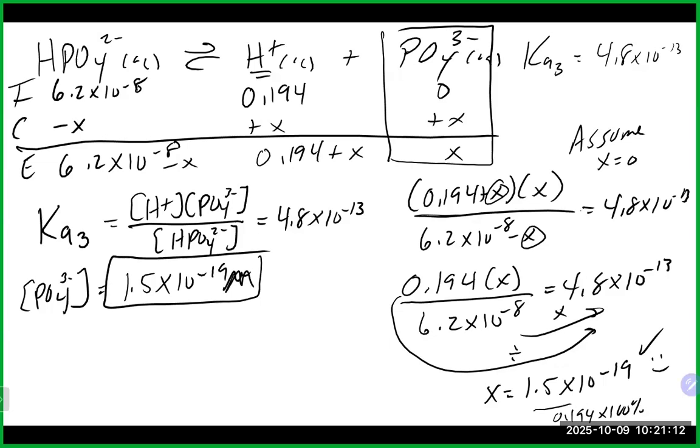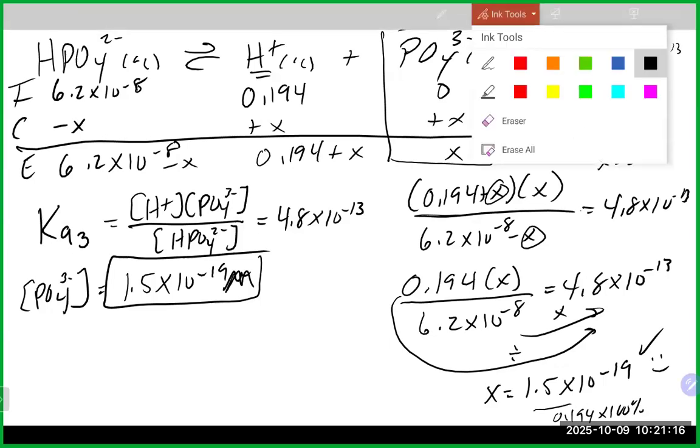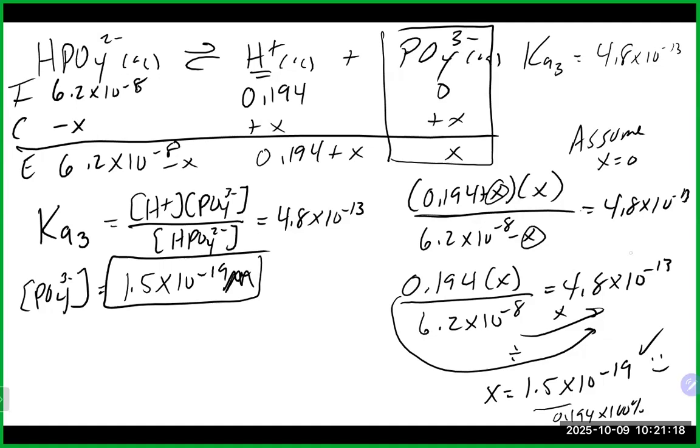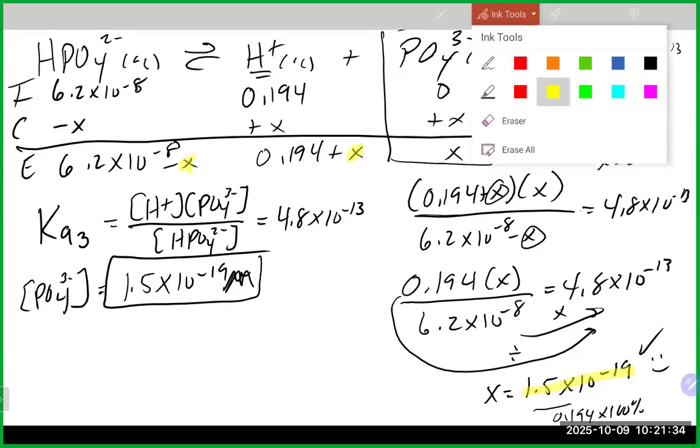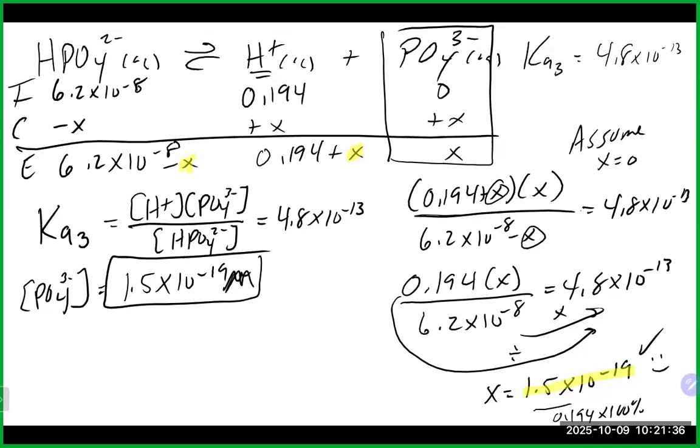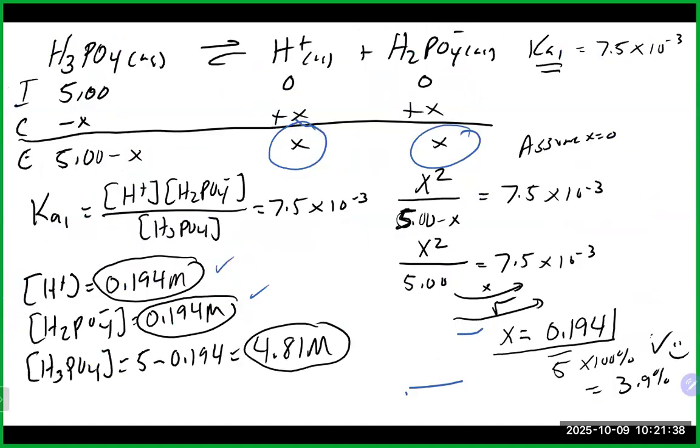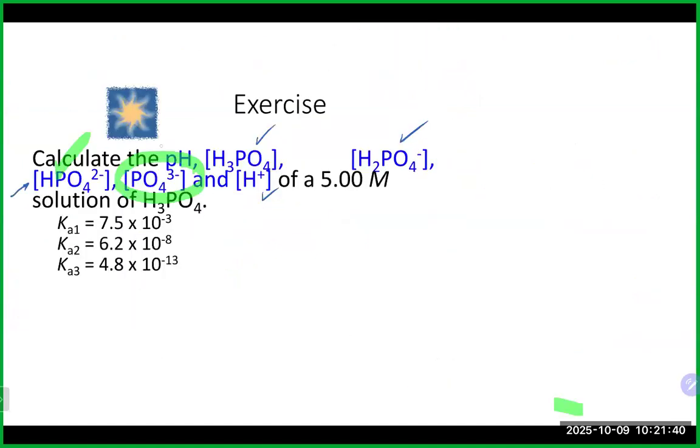Once again, if we take this X value and put it back into here, it's pretty much going to stay at 0.194. If you add 1.5 times 10 to the minus 19, it's not going to really change, nor is it going to change when you put it back into here. It's going to basically stay at the same concentration. That allows us to get all the way to the phosphate, which required us to go all the way to the third step. Now we've got the phosphate.